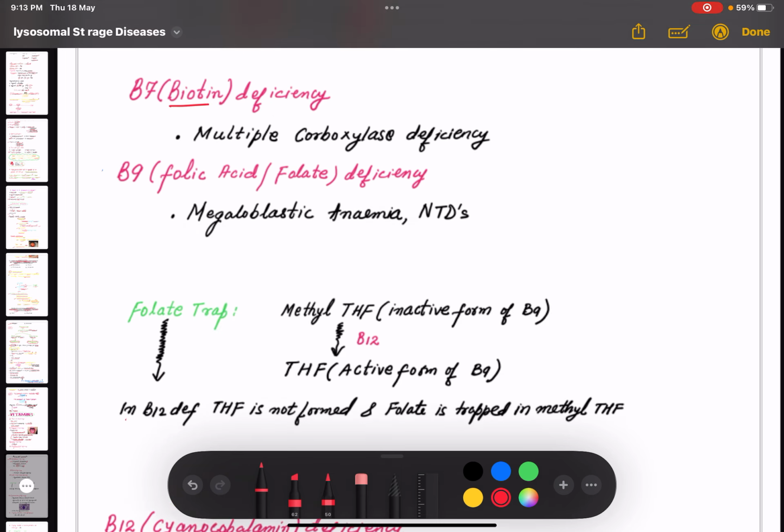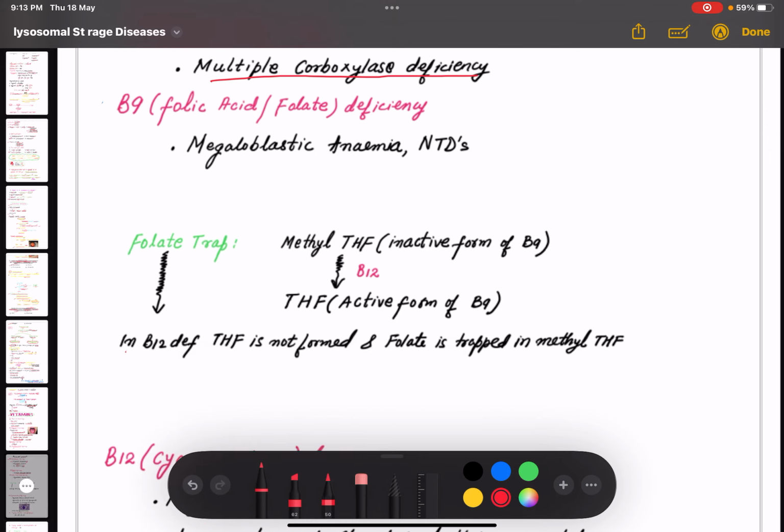B7, also known as biotin, its deficiency results in multiple carboxylase deficiency. In multiple carboxylase deficiency, you will have tomcat urine smell, or the patient will have seizures or feeding problems and all that. But just try to remember only this point. Also, in biotin deficiency, I have already talked that it can result in alopecia, that is hair fall.